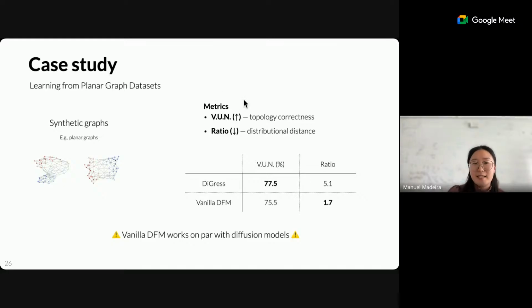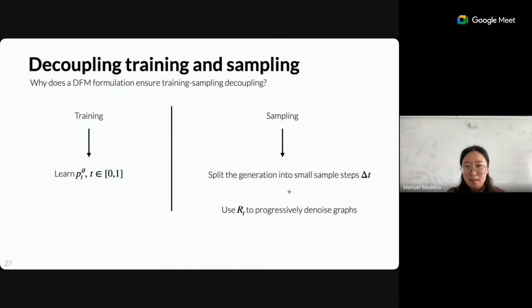To evaluate this data set, we will use two important metrics. The first one is called VUN, which measures the topology correctness of the graphs. Here it means whether they are planar graphs. And the second one is ratio, which measures the distributional distance. So we expect intuitively VUN to be as high as possible and ratio to be as low as possible. If we look into this table, the vanilla DFM works similarly to diffusion models represented by DiGress. This means that discrete flow matching models do not really work better out of the box.